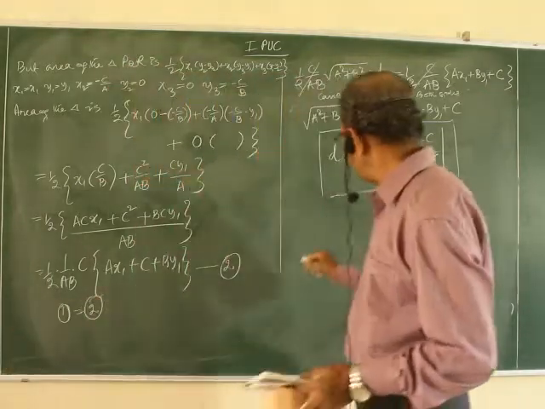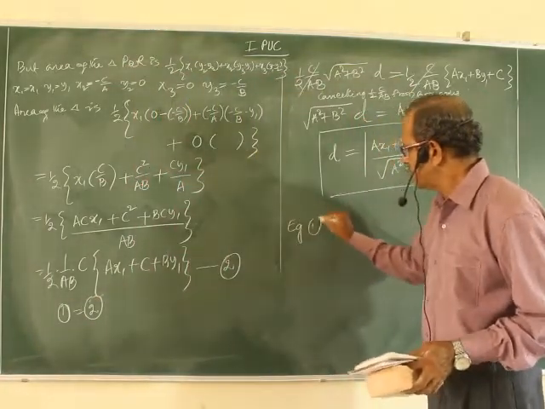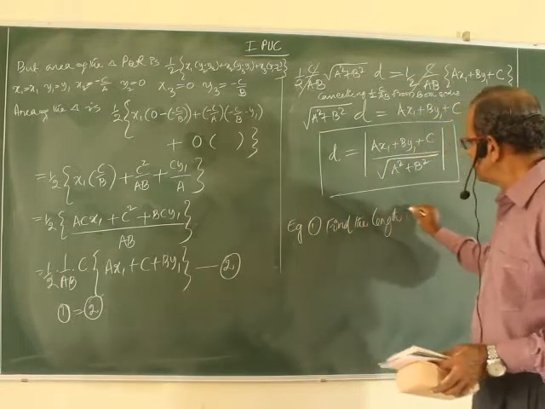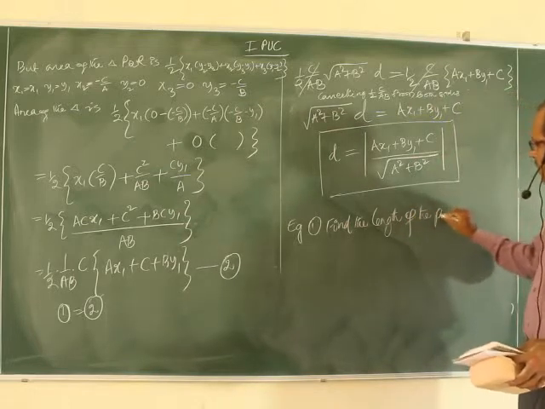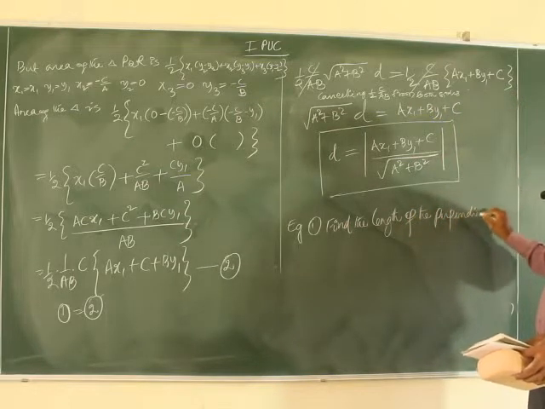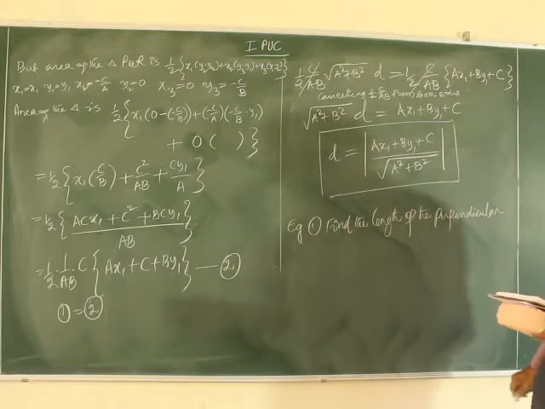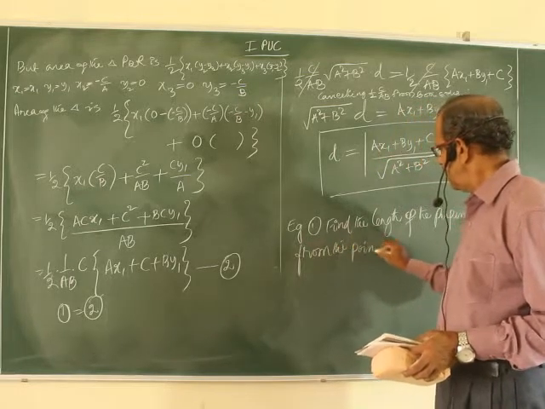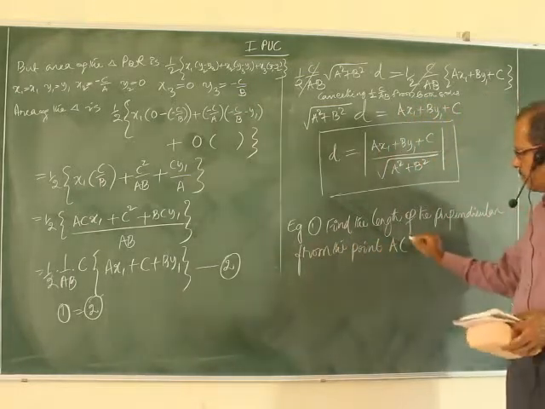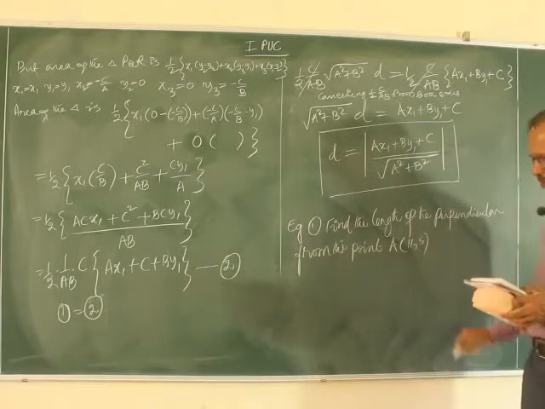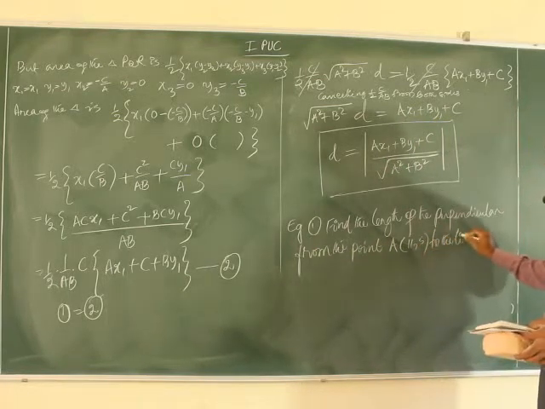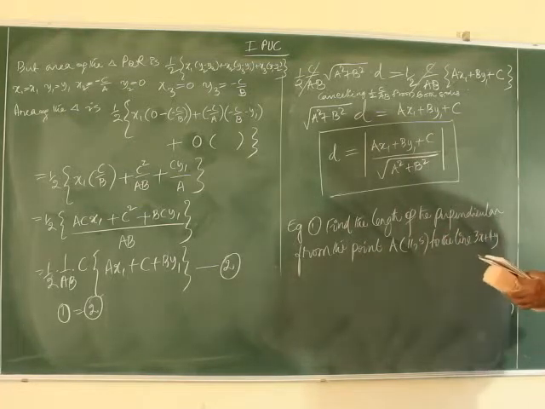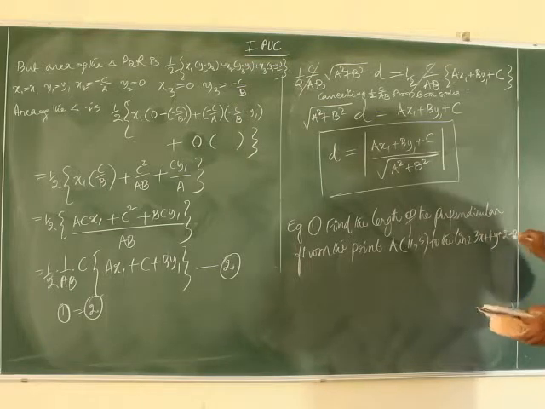Find the length of the perpendicular from the point A (11, 5) to the line 3x plus 4y plus 2 equal to 0. Careful.